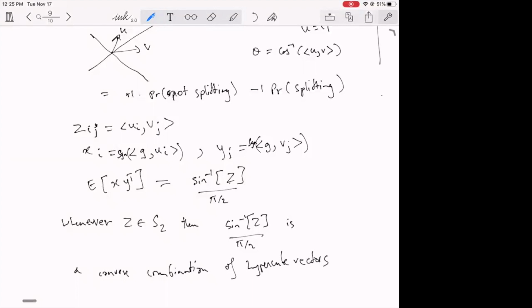We obtain this because x and y are hypercube valued random variables, and the expectation of xy transpose is equal to this matrix sine inverse applied entry-wise to Z divided by pi over 2. Because of this, we obtain that whenever Z belongs to S2, then this matrix sine inverse Z divided by pi over 2 is a convex combination of hypercube vectors.